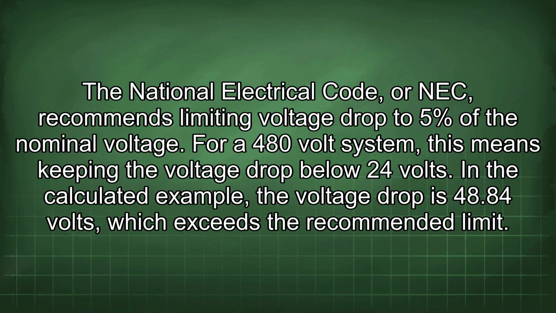The National Electrical Code, or NEC, recommends limiting voltage drop to 5% of the nominal voltage. For a 480 volt system, this means keeping the voltage drop below 24 volts. In the calculated example, the voltage drop is 48.84 volts, which exceeds the recommended limit.